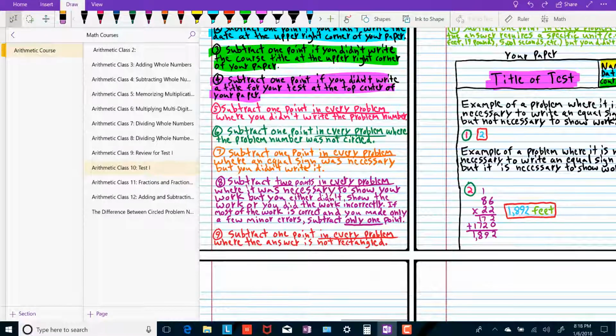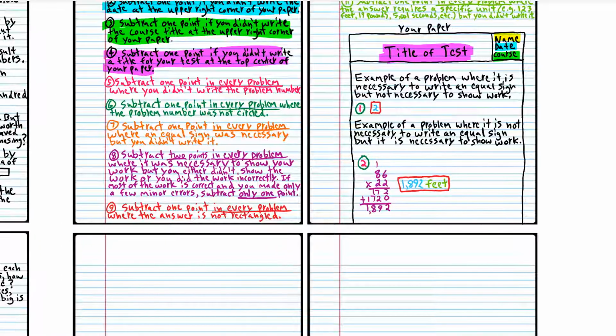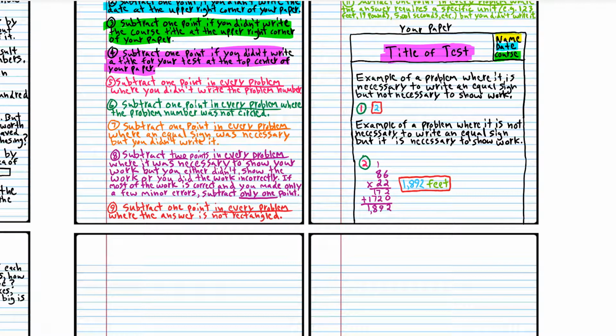Number 7, the orange, subtract 1 point in every problem where an equal sign was necessary, but you didn't write it. I don't think there's an equal sign necessary in this test, to be honest with you, so don't worry about that one. Number 8, subtract 2 points in every problem where it was necessary to show your work, but you either didn't show the work or you did the work incorrectly. If most of the work is correct and you made only a few minor errors, subtract only 1 point.